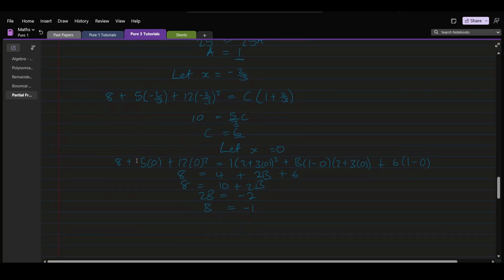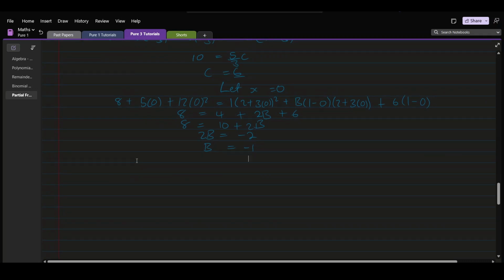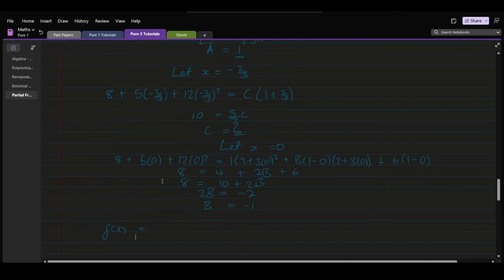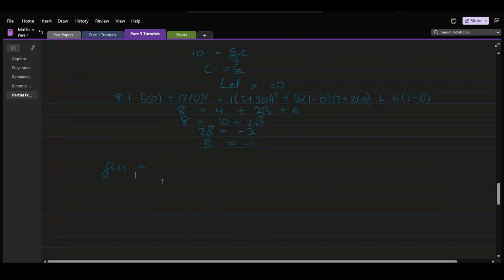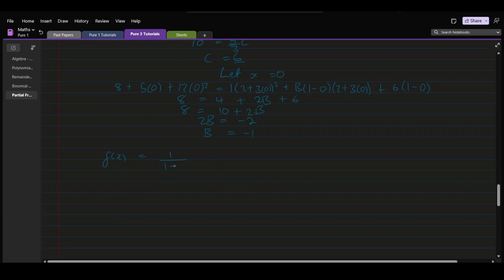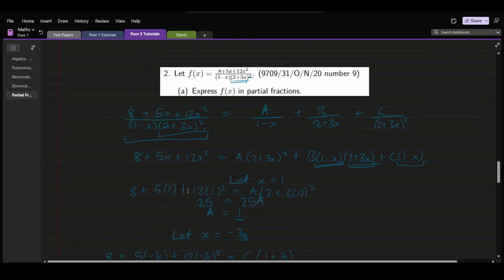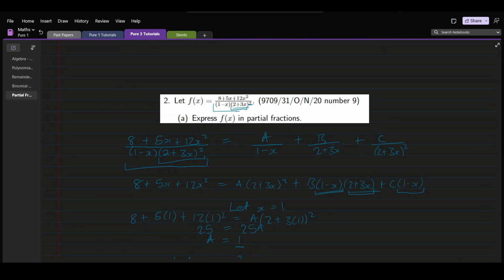And now we have all the values of a, b, and c, so we can conclude that therefore f of x is equal to 1 over 1 minus x, then b, minus 1 over 2 plus 3x, and then finally c, which is plus 6 over 2 plus 3x squared. And this would be the final answer. This is how this fraction over here decomposes into its partial fractions.